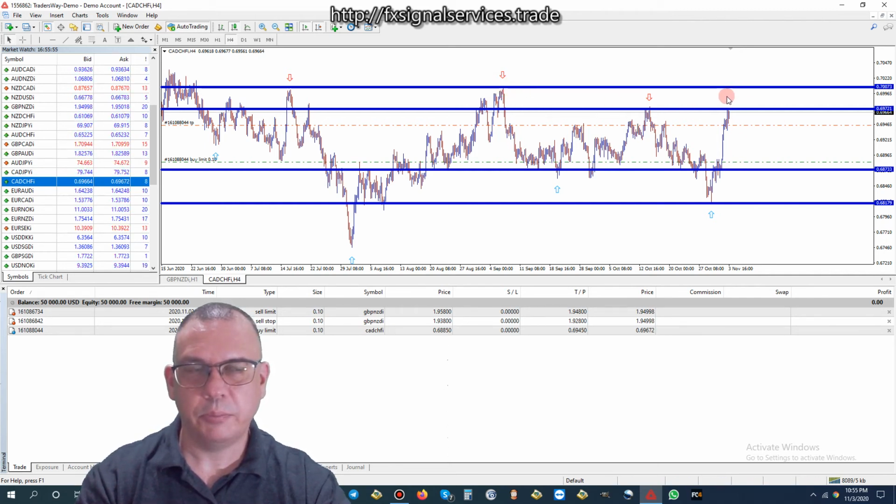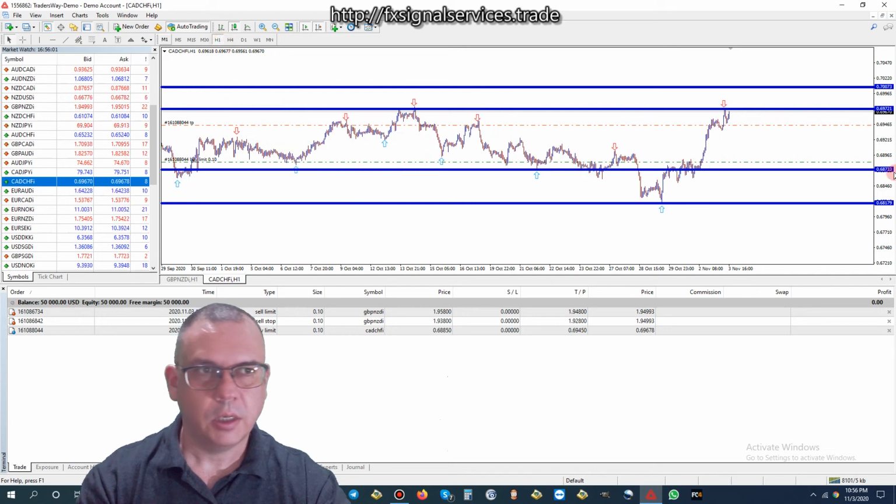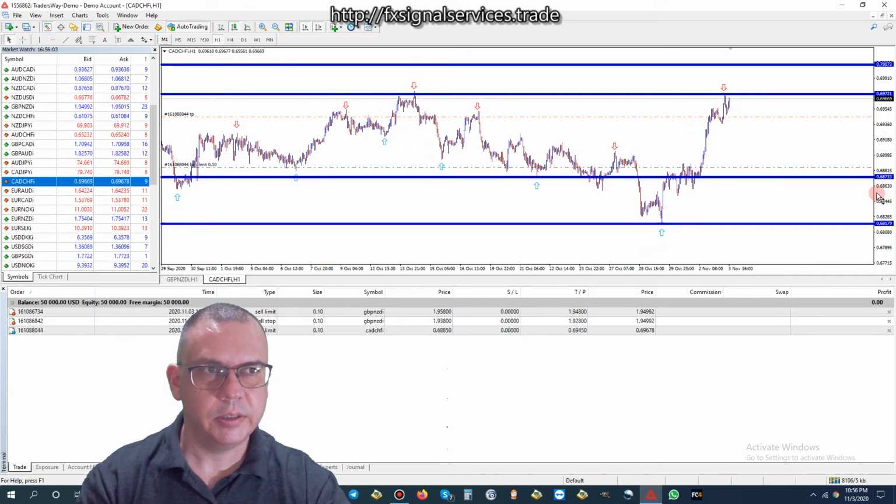Now I'm going to mark this resistance here on the 4-hour chart, and we're going to put a smaller take profit, a pending order take profit here. But this time we're going to do a stop order. Go back to the 1-hour chart so you can see this a little easier.